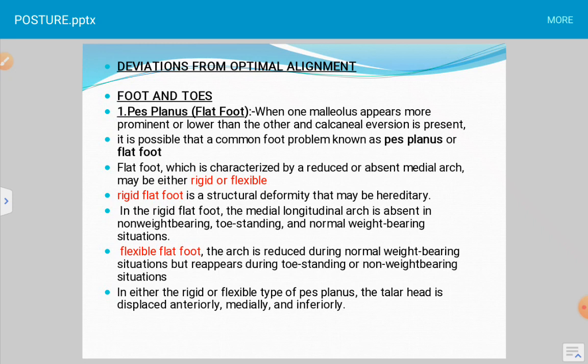The flat foot is classified into two types, rigid and flexible. The rigid flat foot is a structural deformity that may be hereditary. In rigid flat foot, the medial longitudinal arch is absent in non weight bearing, toe standing and normal weight bearing. In rigid flat foot the medial longitudinal arch is always absent.